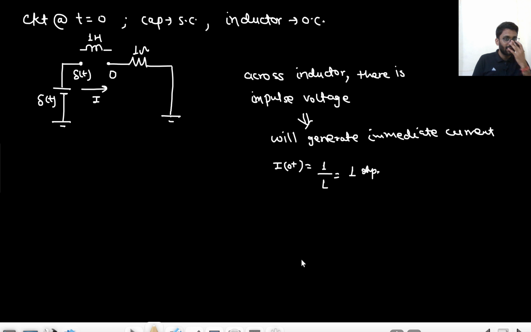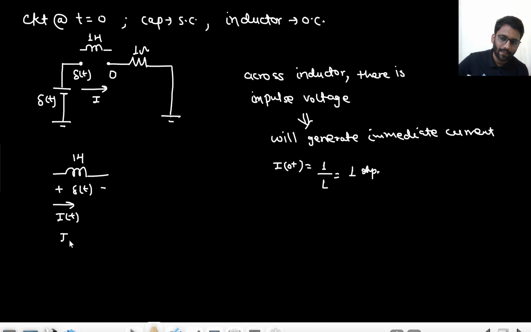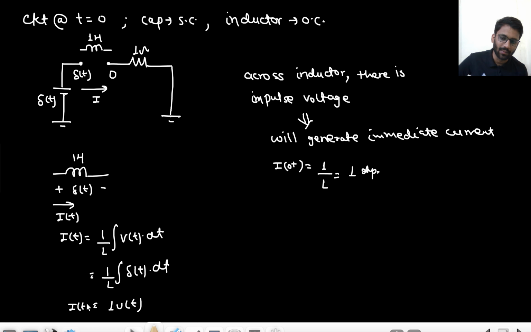How did I get there? Impulse, this is 1 Henry. The voltage across is delta t. What will be the current? i(t) would be 1 by L integration v(t) dt. That means 1 by L, what is v(t)? That is delta t dt. So what will it be? 1 by L, and L value is 1, so 1 into u(t). So it is generating an immediate current.